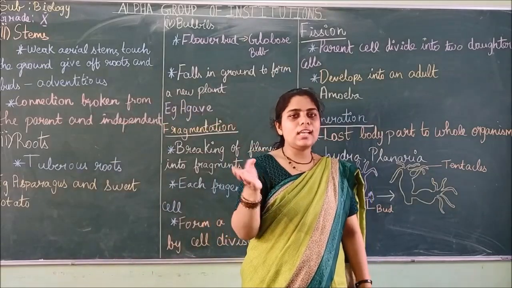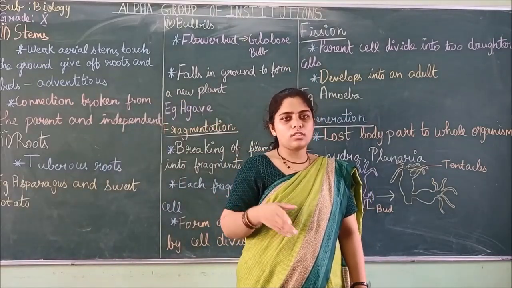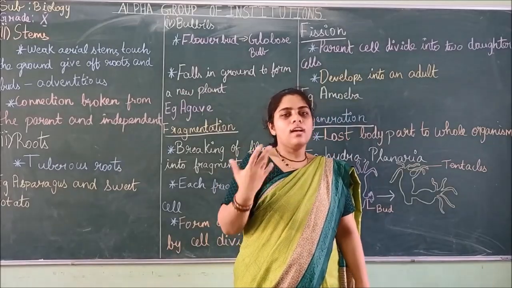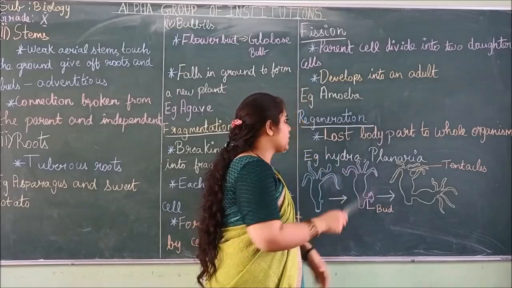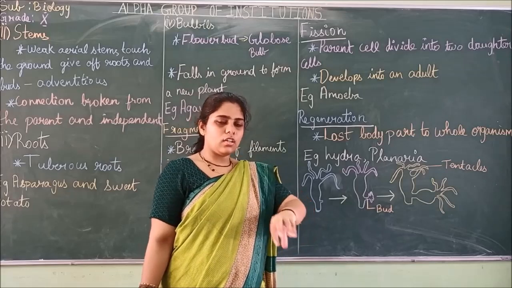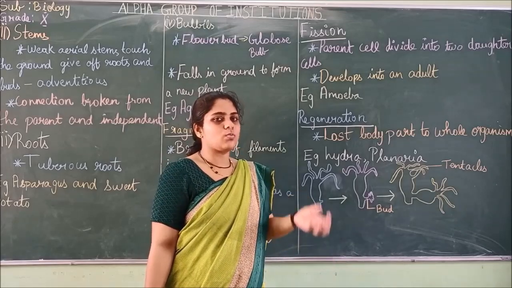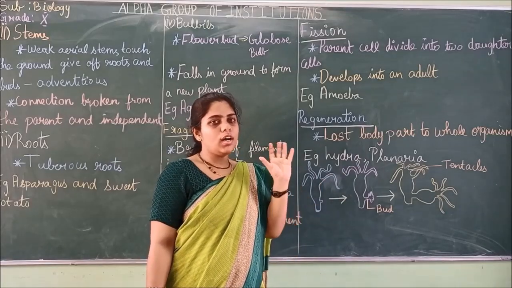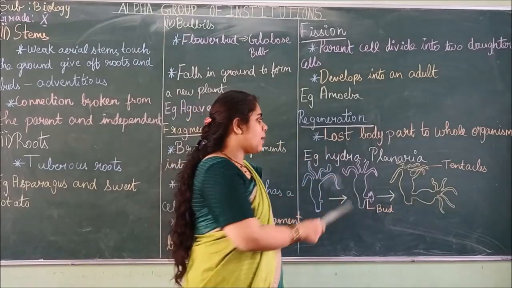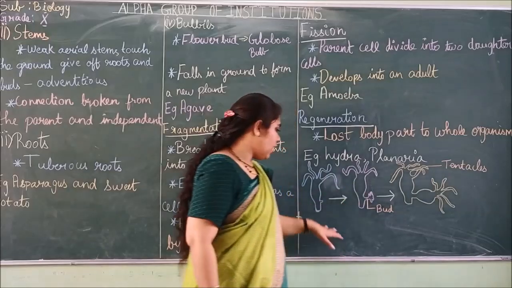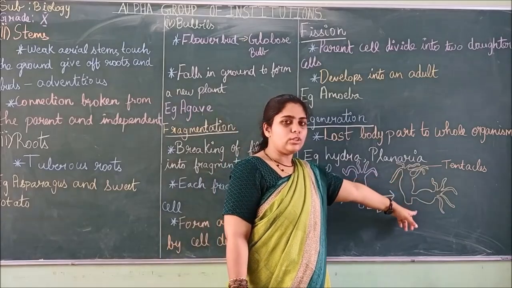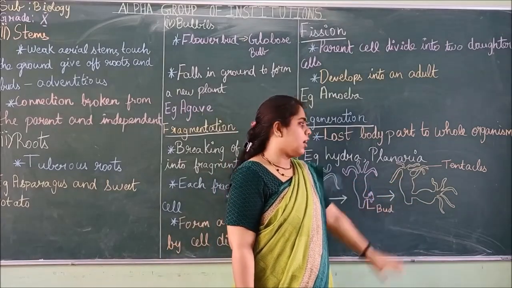And next is fission. The parent cell will divide into two daughter nuclei. Example, amoeba. Then that nucleus will develop to form an adult. Next is regeneration. In regeneration, when a body part is lost, what happens? It forms into a new plant and the lost part will also be formed again. Example, hydra and planaria.